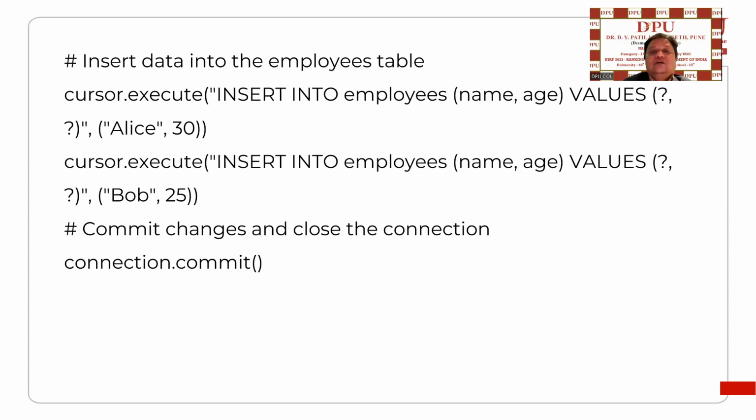Whatever changes you have made, whether you have inserted, updated, or deleted records from the table, if you want all those changes to be permanent, then it is mandatory to call the commit method on the connection object. So now here I'm calling the commit method on the connection object so that all my changes will be stored permanently, and I am closing the connection.